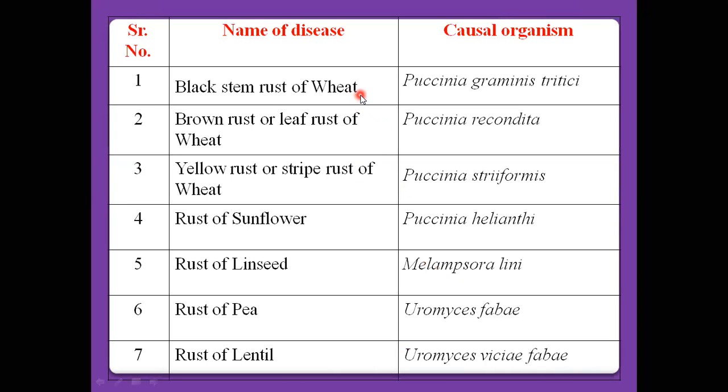Today we will discuss the rust diseases seen in different field crops: black stem rust of wheat caused by Puccinia graminis tritici, brown rust or leaf rust of wheat caused by Puccinia recondita, yellow rust or stripe rust of wheat caused by Puccinia striiformis, rust of sunflower caused by Puccinia helianthi, rust of linseed caused by Melampsora lini, rust of pea caused by Uromyces fabae, and last, rust of lentil caused by Uromyces viciae-fabae. So these are the rust diseases seen in different field crops. Let us see them one by one.